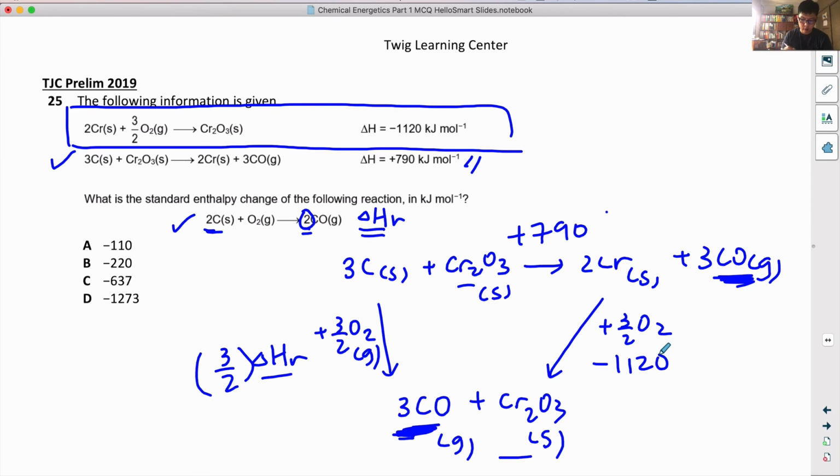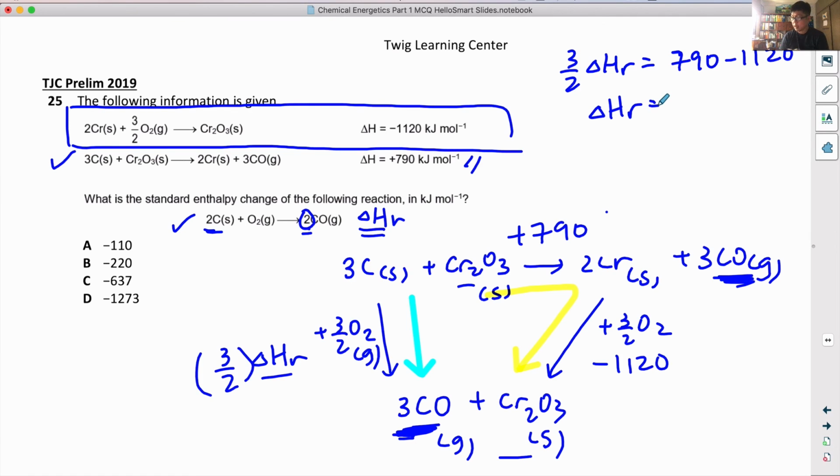If you want to calculate, you can use Hess's law. So I'm just going to use from here to here. This is my clockwise, this is my anti-clockwise. All right, so let's put in the value. 3 over 2 is equal to 790 minus 1120. Okay, do the math. I believe if you did everything nicely, change in HR will be minus 220 kilojoules per mole. All right, so the answer will be B.